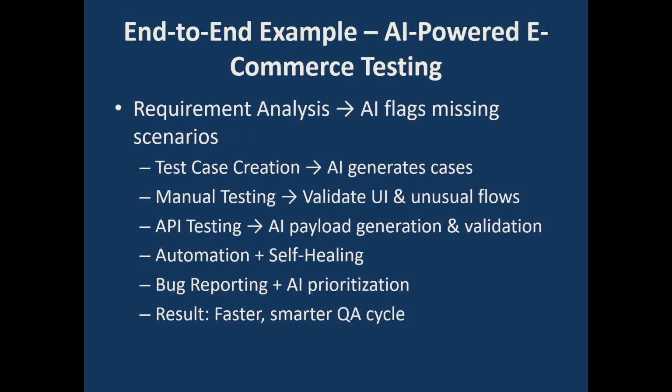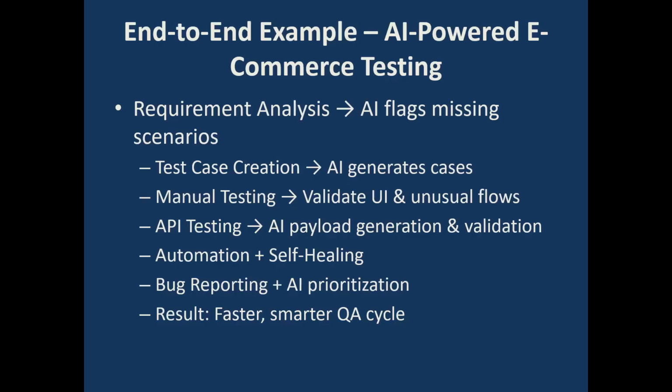Now we'll quickly discuss one end-to-end example, AI-powered e-commerce testing. As I promised, I will discuss one example, which is e-commerce. The feature will be the checkout flow. For requirement analysis, AI flags missing scenarios like invalid coupons and low stock. Then test case generation: AI generates positive, negative and edge cases.